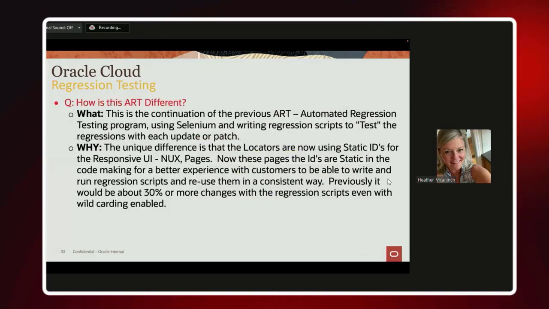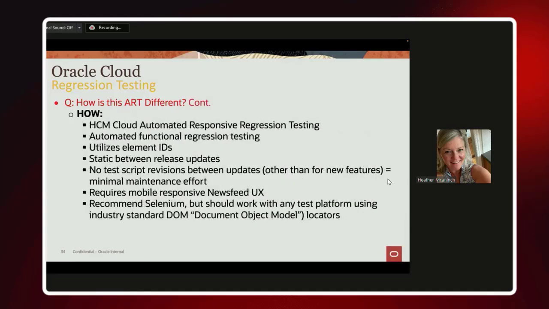And then understanding, again, why you would want to do automation testing. We have static IDs in the application from a responsive UI perspective. So if you are coding in Selenium, for example, those are static IDs, and those static IDs don't change from version to version. Before, we used to have about 30% dropout from script to script, but now you don't have to worry about that. So how is this different? As I just talked about, the element IDs between releases don't change. That was a very positive thing when we moved over to the responsive UI.